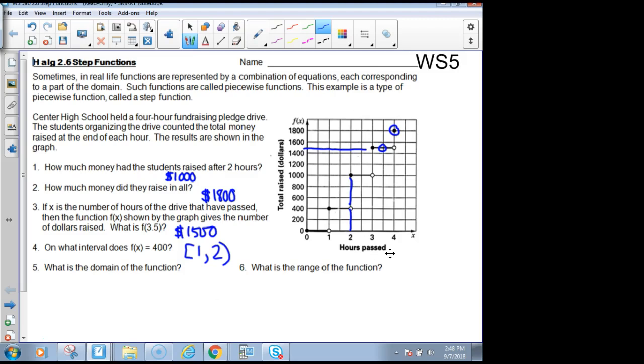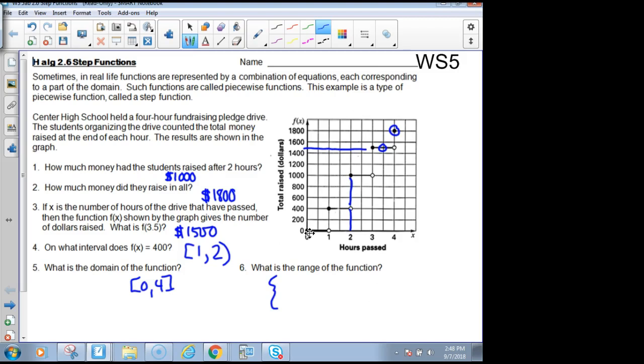What is the domain of the function? Well, the domain includes everything from 0 hours to 4 hours. So it includes no time to 4, 0 to 4 hours. But the range is limited. It cannot be written in a continuous form because it's not continuous. So when you have data that's not continuous, you use a bracket.